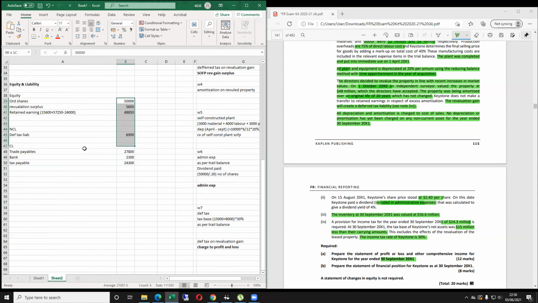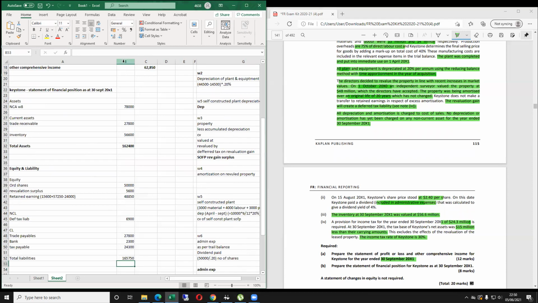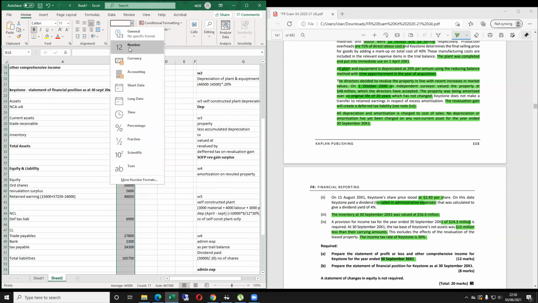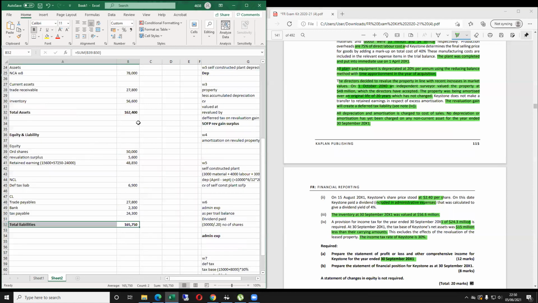So let me see. Hopefully it should match. 164,000 is coming. How much is it coming now? Total liabilities is equal to the sum. Done. So you can calculate it this way. Take this and this, and let me see what the difference amount is. So we got 162,400 minus 165,750, which is 3,550.